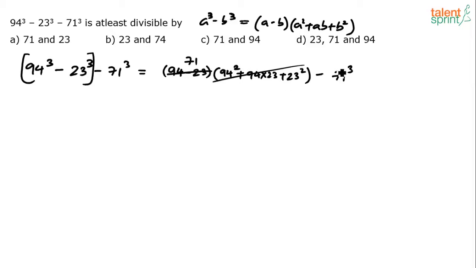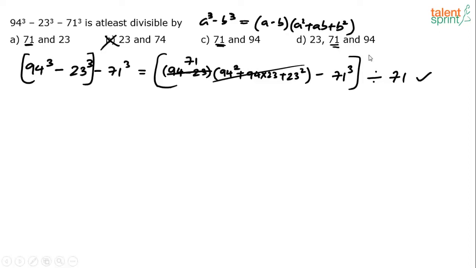So the first term is divisible by 71. And the second term, of course, since it is 71 cube, is also divisible by 71. So can I say the overall number is divisible by 71 perfectly? Yes. First term has got 71, second term has also got 71. So it is divisible by 71. Yes, 71 here. But the second option has not got 71, eliminated. Third option has got 71, possible. Fourth option has also got 71.